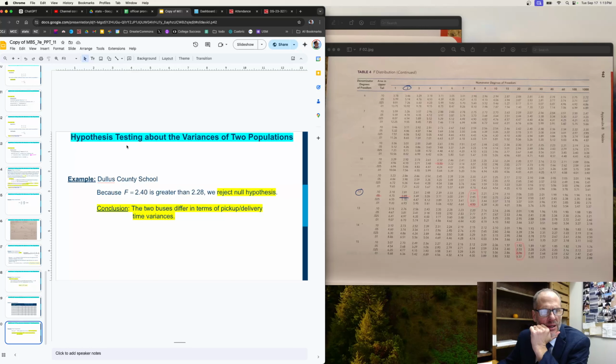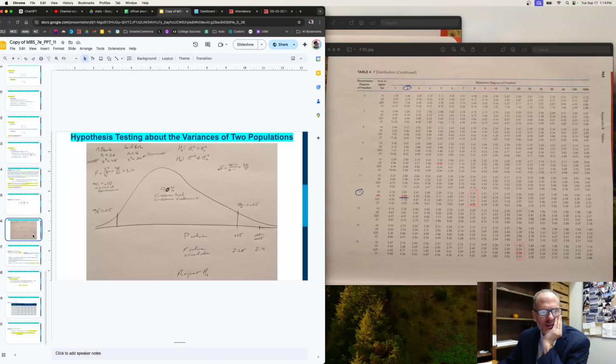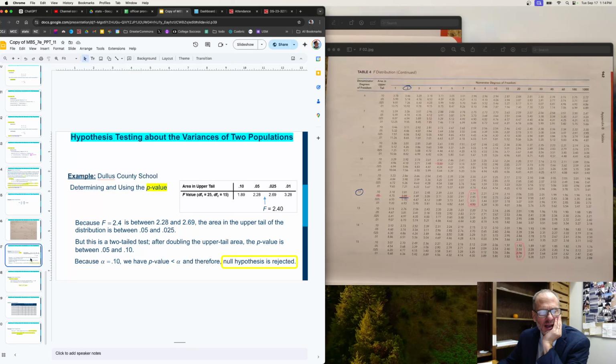And so at this point, you could say, hey, the variances aren't equal, and you could start to look at the data and try to figure out which one offers the least variance. But what you tested here is just that they aren't equal with 90% confidence, right? Confidence level. So 90% confidence level, 90% confidence coefficient. The variances of these two bus services are not equal. All right, so that's how you do hypothesis testing about the variances of two populations.